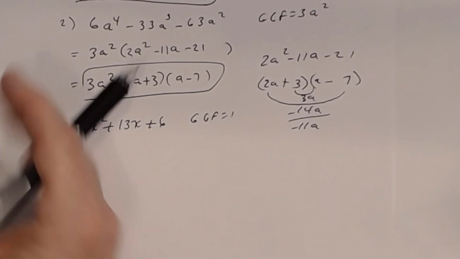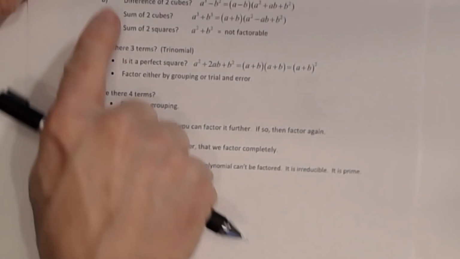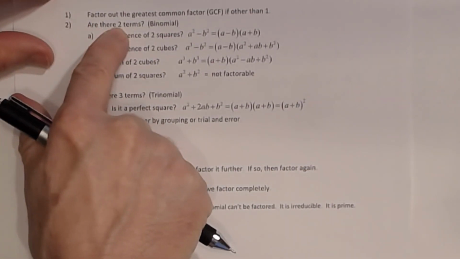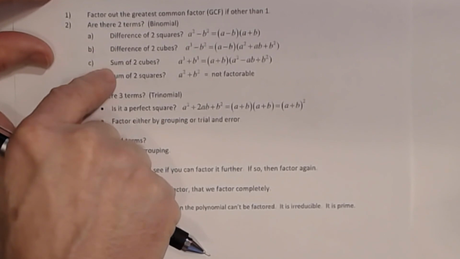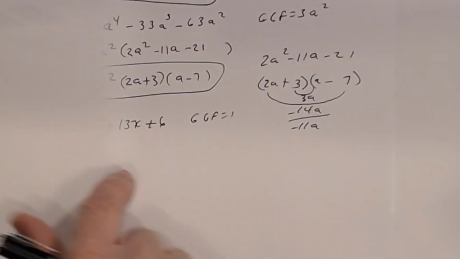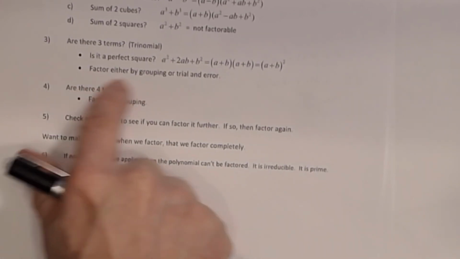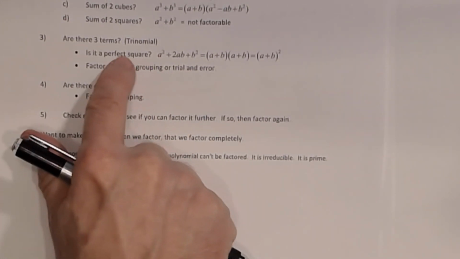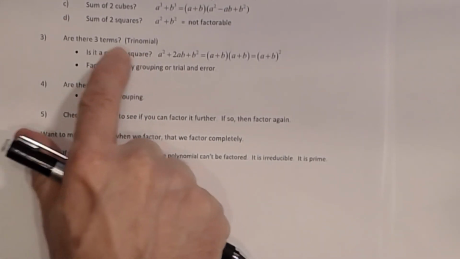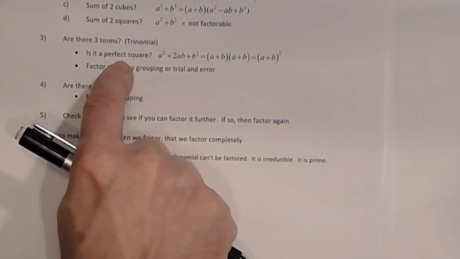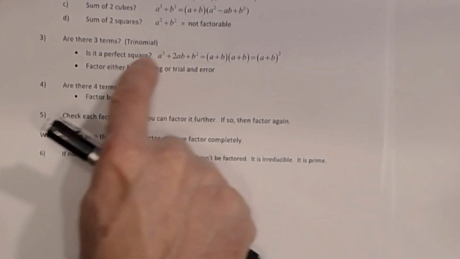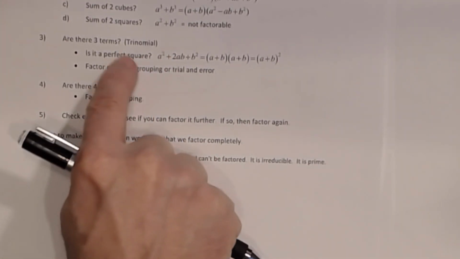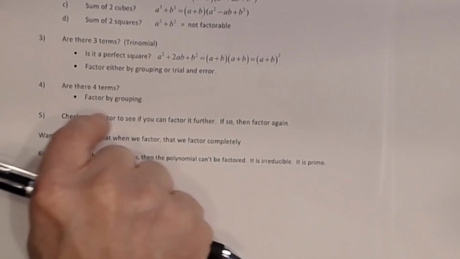Okay, now here's what it says. How many terms are there? If there are 2 terms, you go and check and see if it's any of these. If there are 3 terms, which this is, then let's just use trial and error. One of your lessons, which we're not going to do in this Zoom meeting, is topic 7, which talks about perfect squares. But you can still use the trial and error with this as well.